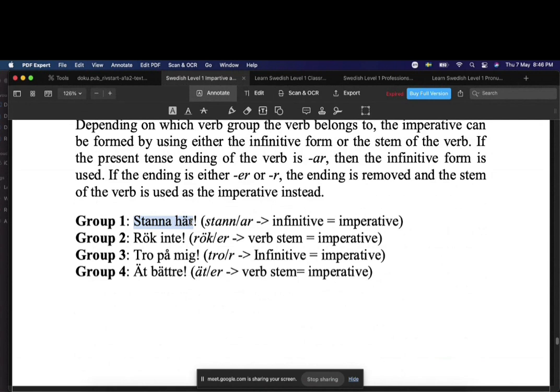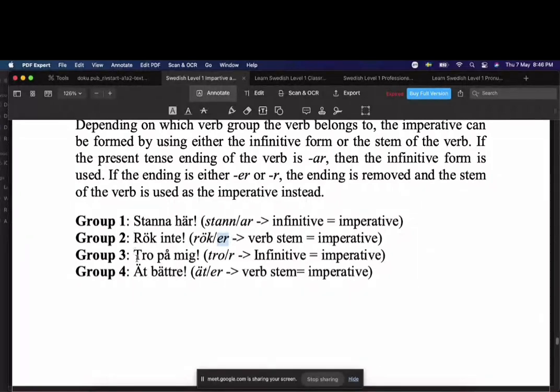Second is "röka", say, don't smoke. This can be an order. It doesn't have any R at the end. "Röka": I would just add ER here to make the present tense. "Jag röker inte": I don't smoke. Then it becomes present.